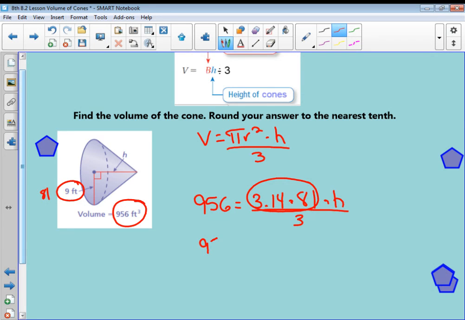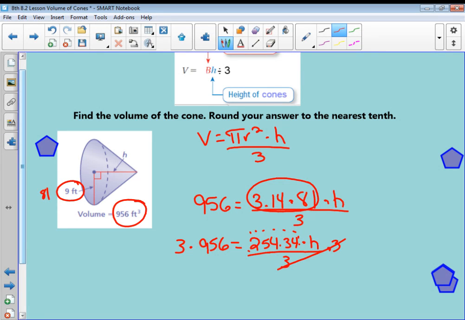So 956 equals 3.14 times 81. 3.14 times 81 gives me 254.34 times our height divided by 3. So by dividing by 3, I'm going to go times 3 just to cancel it out. If you want to divide just this part right here by 3, it'll work. I'm just going to do this times 3, and I'll show you in just a second.